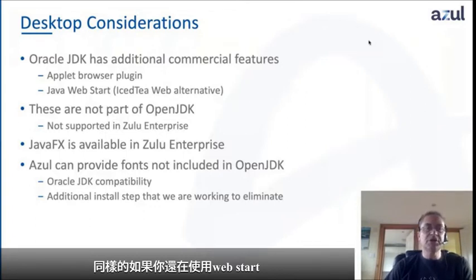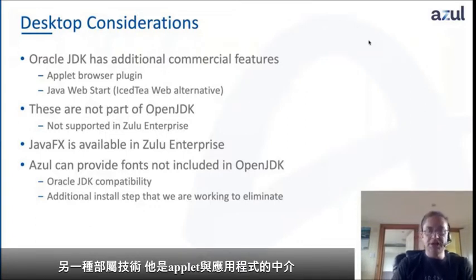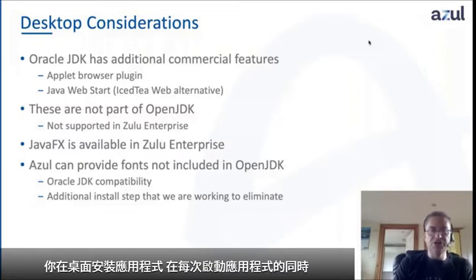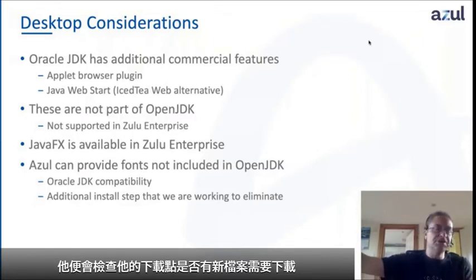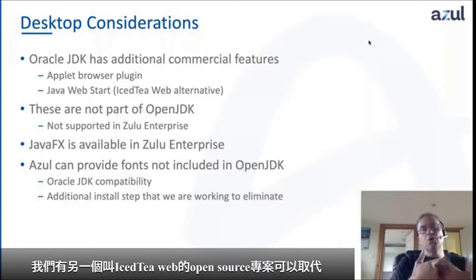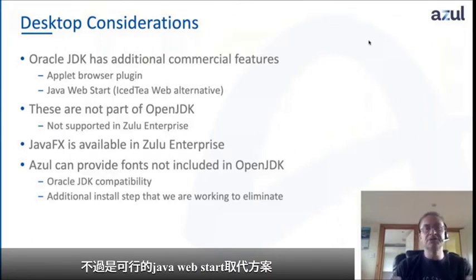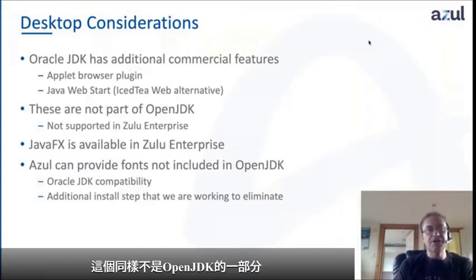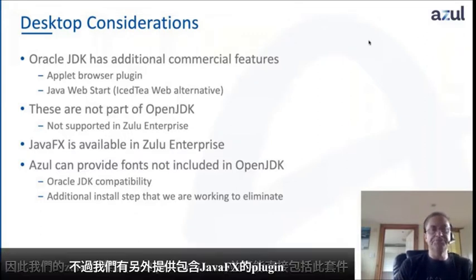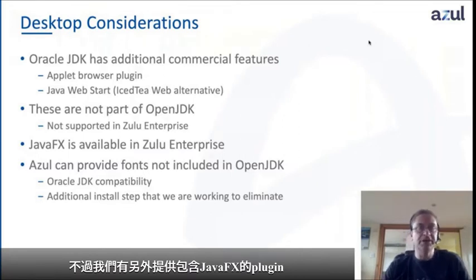Similarly, if you're using Java Web Start, which is a different deployment technology, it's sort of halfway between applets and applications. You install the application on your desktop, and then every time you start it up, it makes a check to where it was downloaded from to see if there are any new files to download. We do have an open source alternative to that. It's called IcedTea-Web. It's not a drop-in replacement. It does need a little bit of work in terms of configuration and so on, but it is a possibility to use instead of Java Web Start. As I said, those are not part of OpenJDK, so they're not included in Zulu Enterprise, or we can provide builds that include JavaFX if you need those.